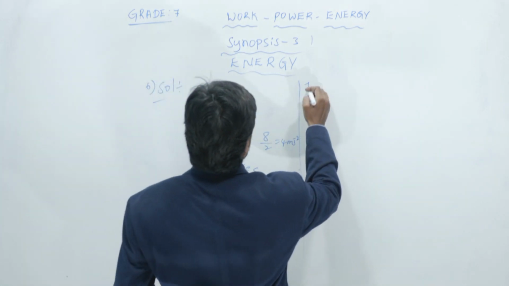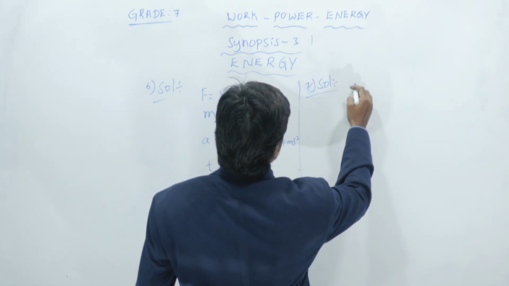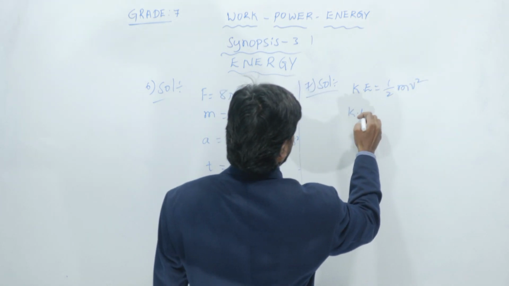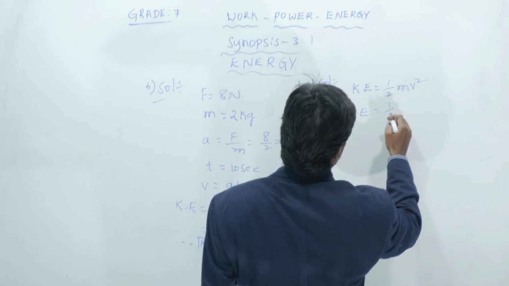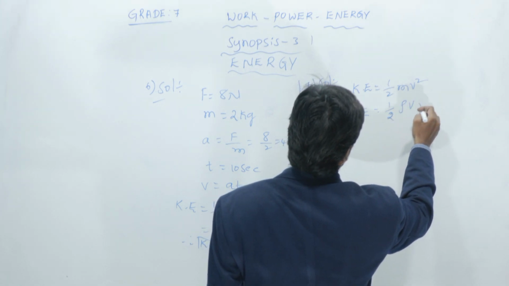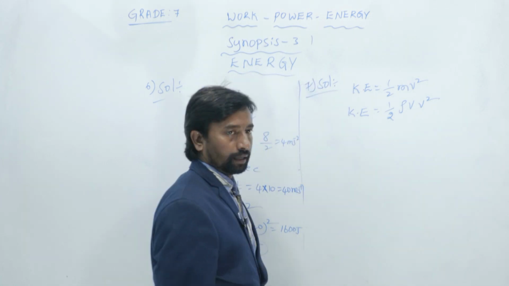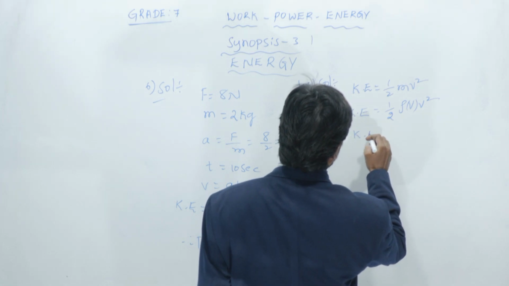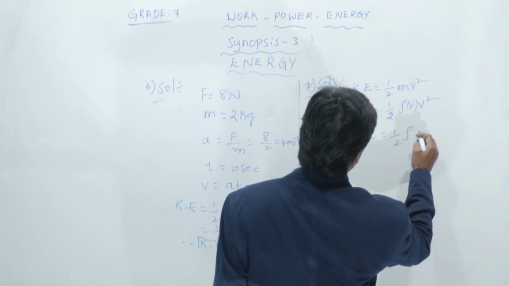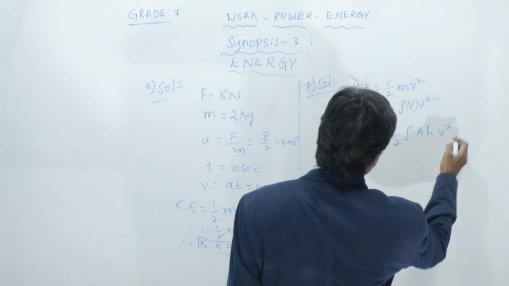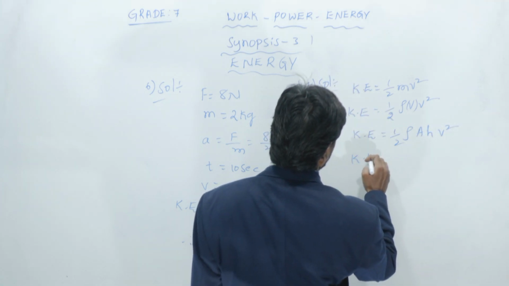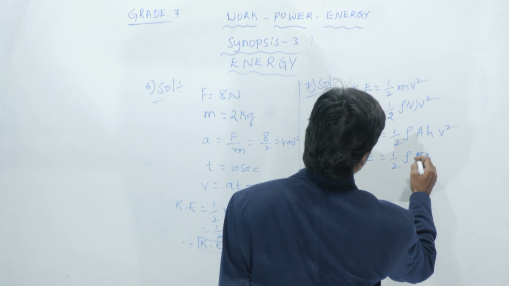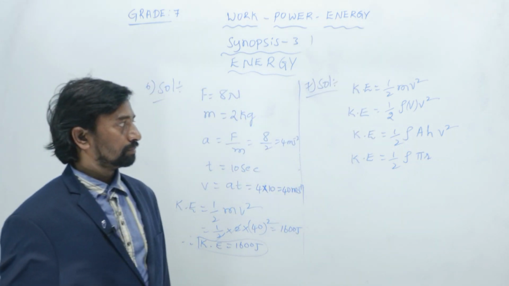So the kinetic energy expression, the seventh one, is an important one. Kinetic energy is equal to half m v square. Mass in terms of density is density into volume, so K is half into rho into volume into v square. Volume is area into length, so half into rho into A into h into v square.